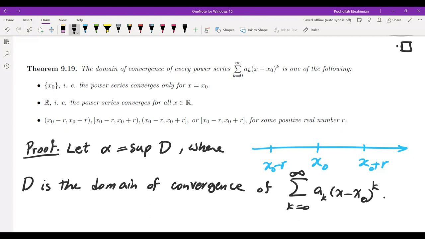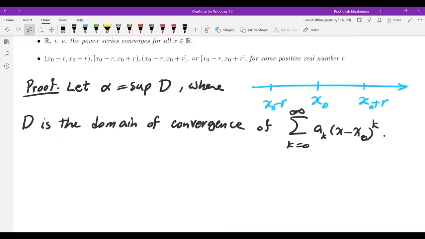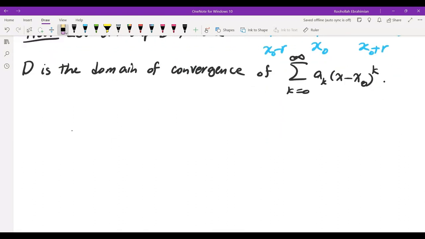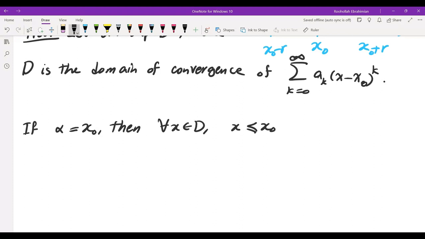Okay. So there are several cases. If alpha is x naught, then for every x in D, x would be less than or equal to x naught. Well, that's because x naught is the supremum. And we're going to show that x cannot be less than x naught.